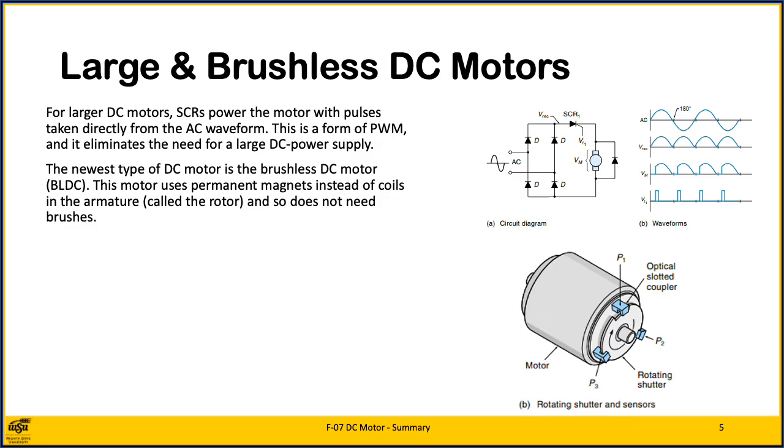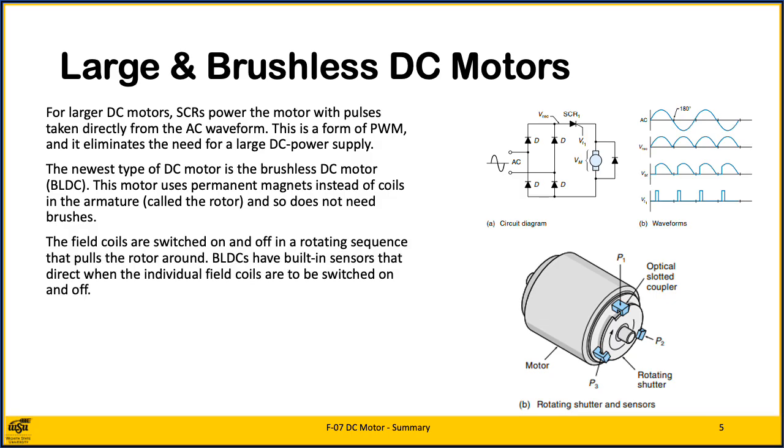The newest type of DC motor is the brushless DC motor, or BLDC. This motor uses permanent magnets instead of coils in the armature, called the rotor, and so does not need brushes. The field coils are switched on and off in a rotating sequence that pulls the rotor round. BLDCs have built-in sensors that direct when the individual field coils are to be switched on and off.